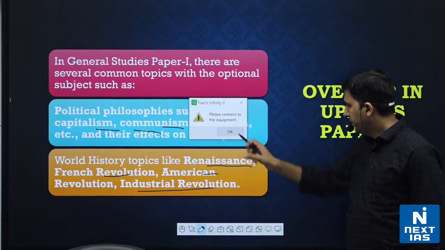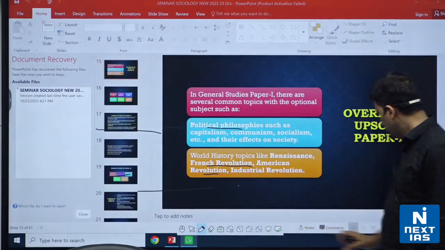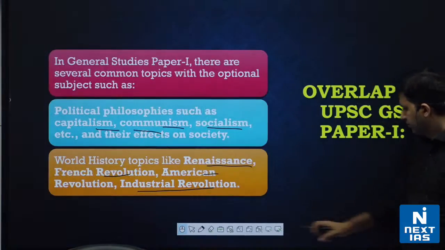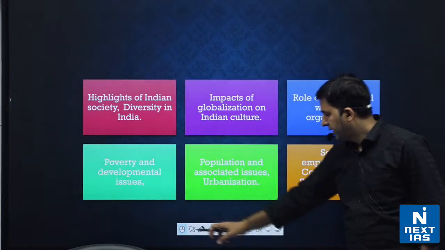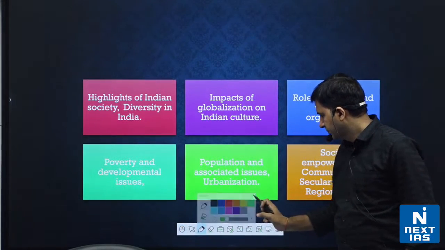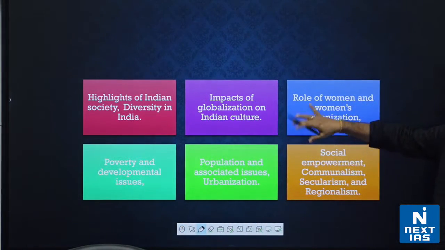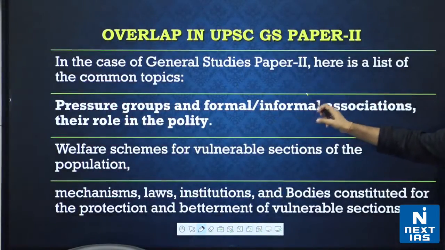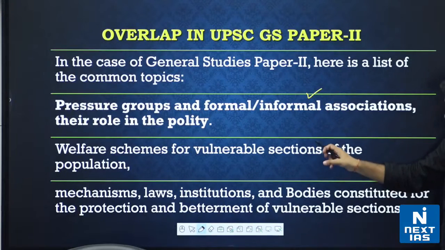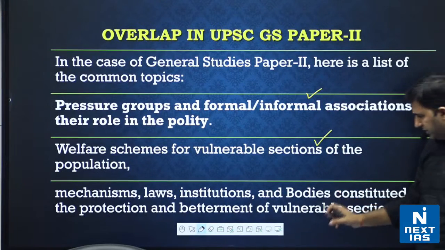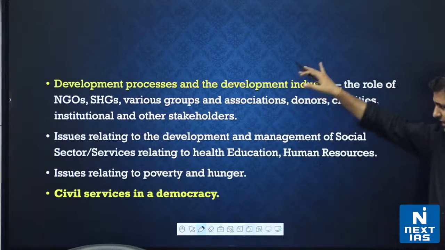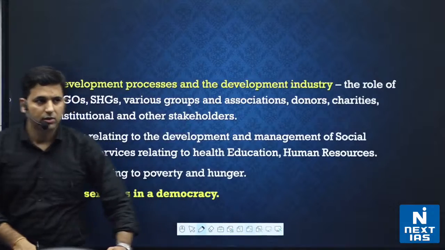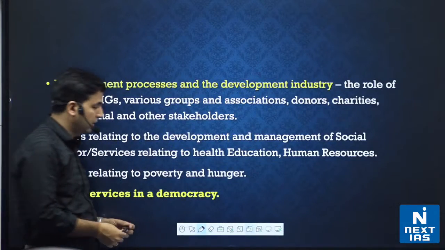In your paper 2, specifically, you will find the topics like social issues, which are the same as paper 1. In paper 2 you will find these topics: pressure groups, formal and informal institutions, welfare schemes and social justice topics. Also, these are the other topics of paper 2 which are discussed in our sociology optional. So there you will find a lot of overlap.